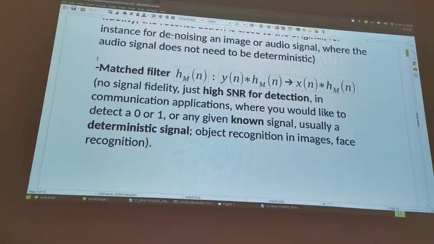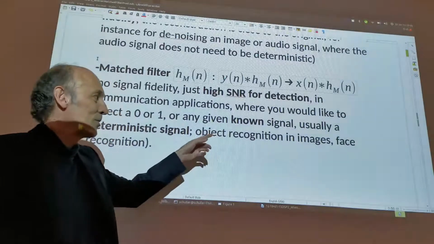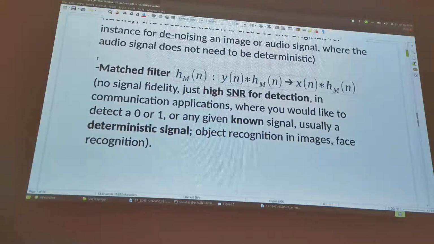So after the matched filter, you would have mostly zeros in the image, but at the place where the face is, you would have a one, for instance. This is how you can do face detection. And this is actually also a predecessor of neural networks for face detection. Actually, neural networks use something like a matched filter in the first layer.